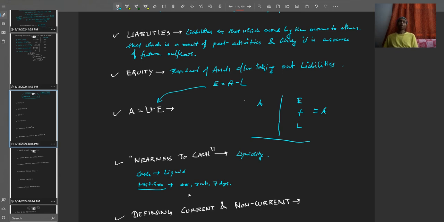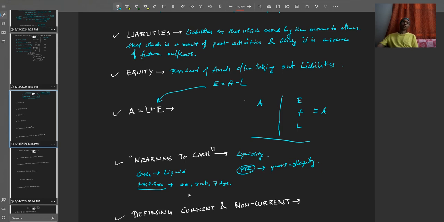Then another example can be property, plant and equipment. Let's say you have a plant of 1000 acres or 10,000 acres. Now you want to liquidate it. How much time should it take? What do you think? It can even take years. So this is far away from cash. This is far away from being liquid. So a basic premise that we use when we are categorizing different items is whether they are instantly liquid or instantly liquidable or not.